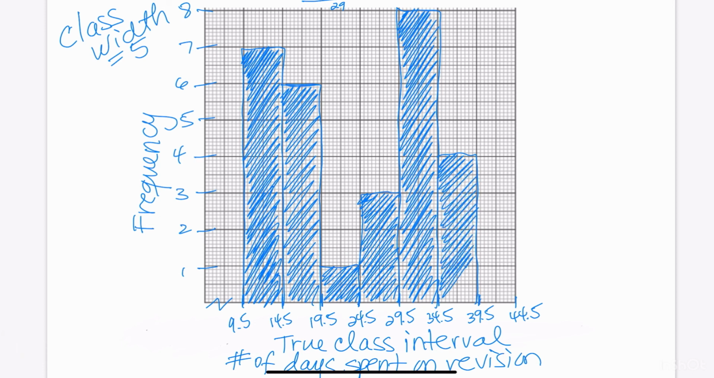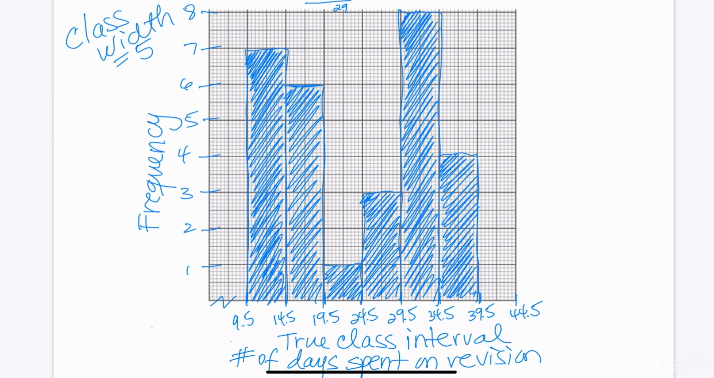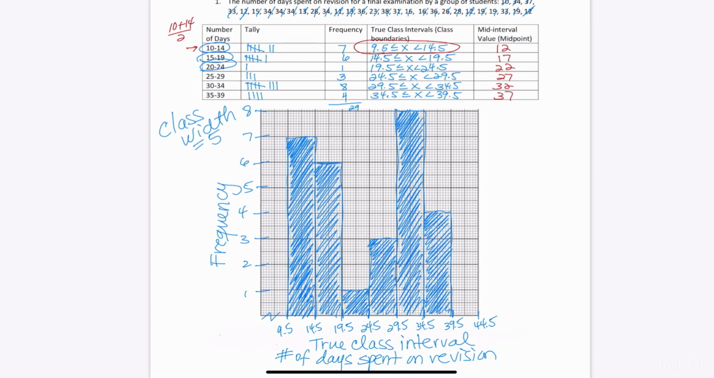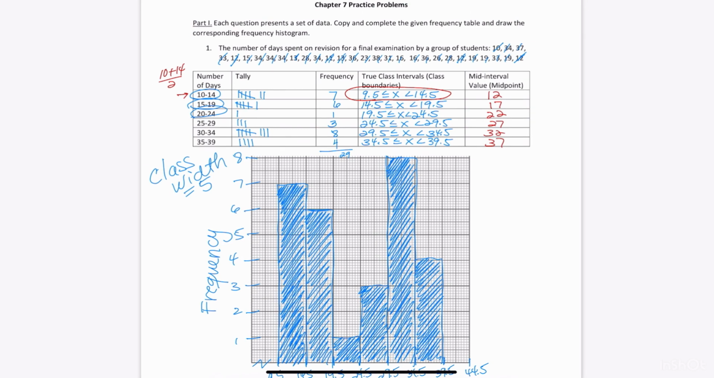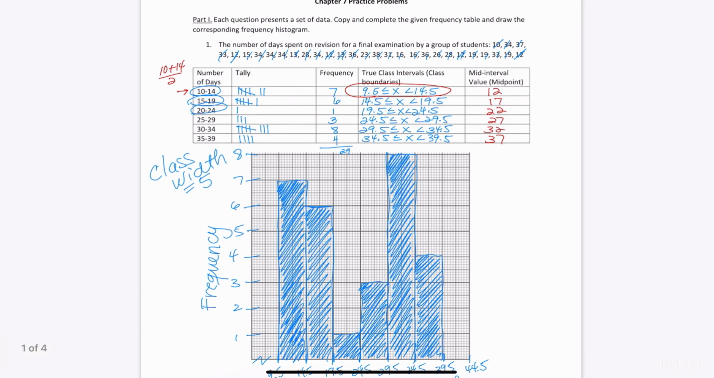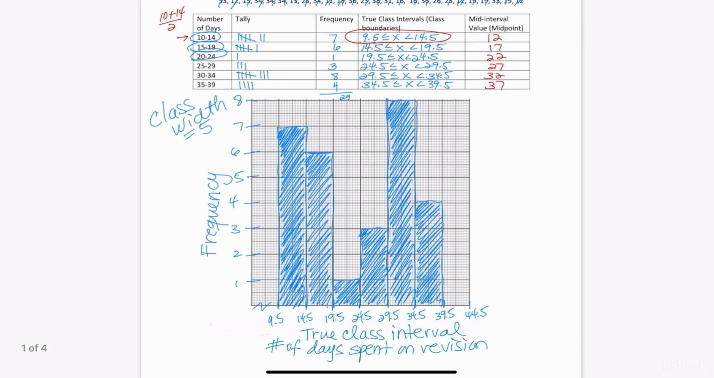And now in front of you, you have a beautiful histogram. And you have completed the problem where you have basically created a frequency distribution table, and then you have created a frequency histogram.